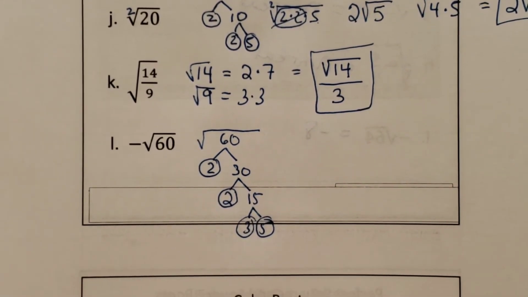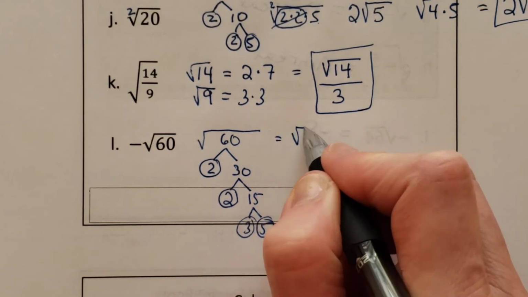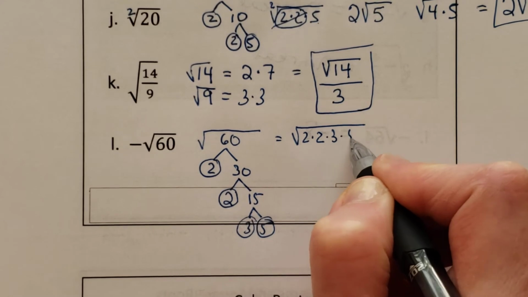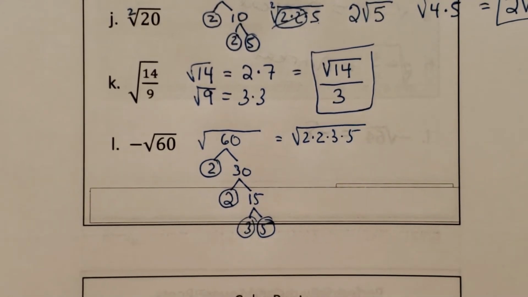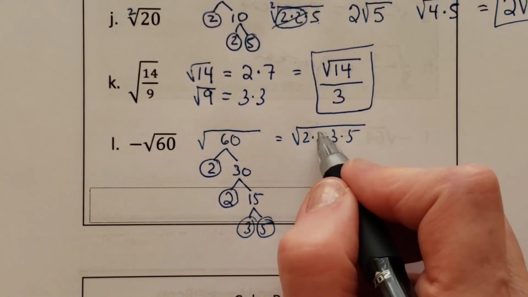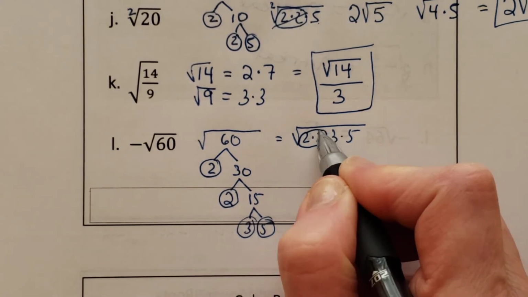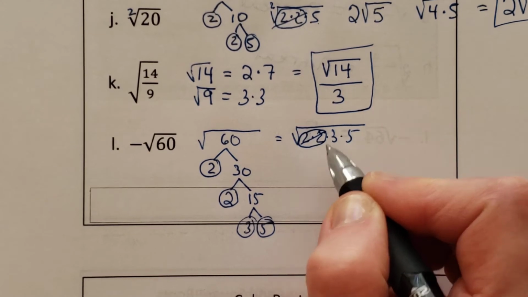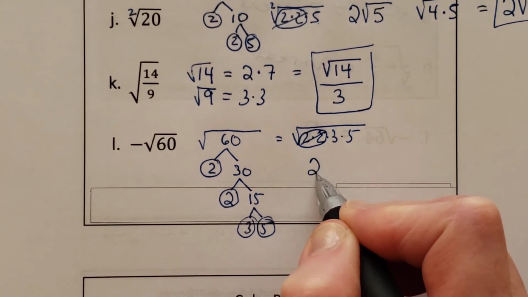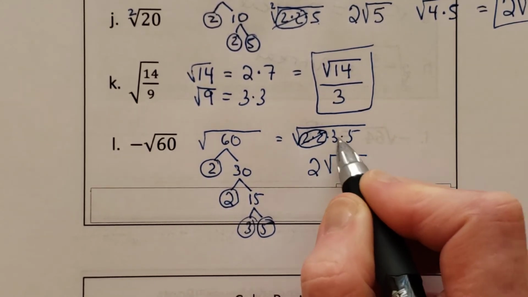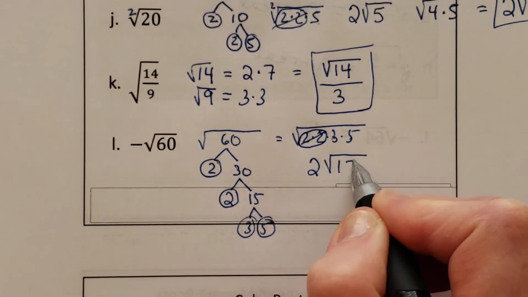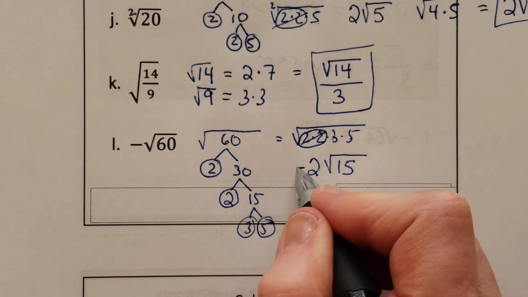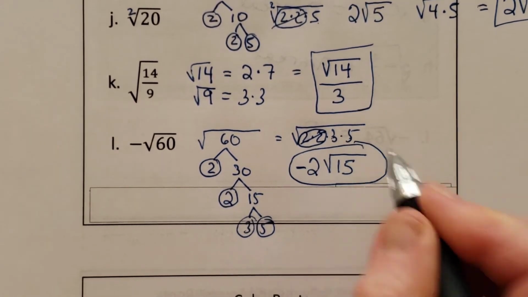So now let me write this out: 2 times 2 times 3 times 5. If I have a pair of numbers, I pull out one. Since there are two 2s, I'm going to pull out one. And what's left under the radical? 3 times 5 is 15. And don't forget, it was the opposite of this answer. So that's my final answer.